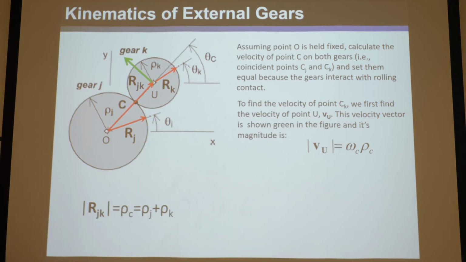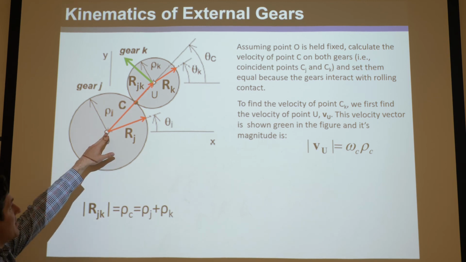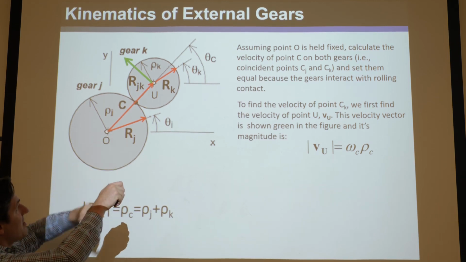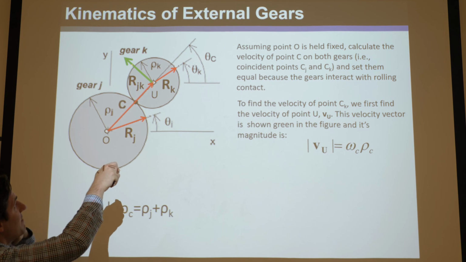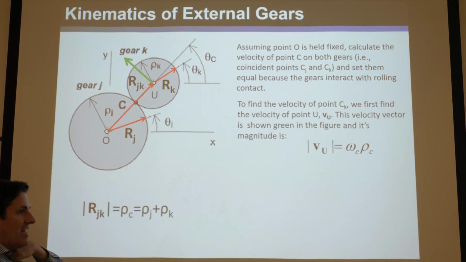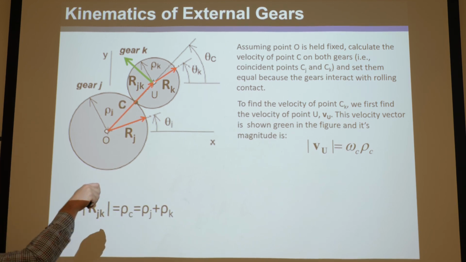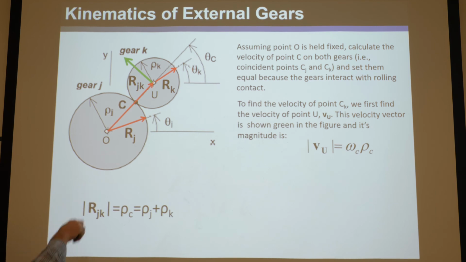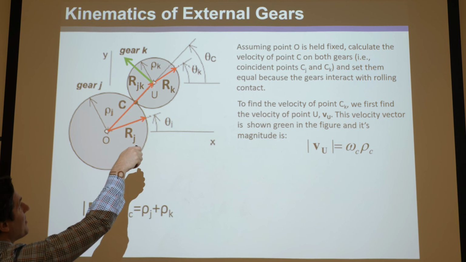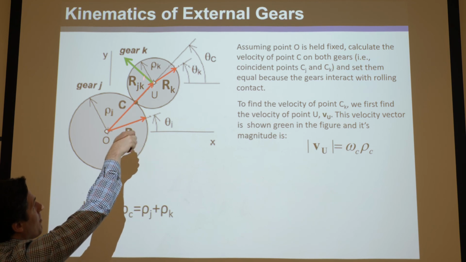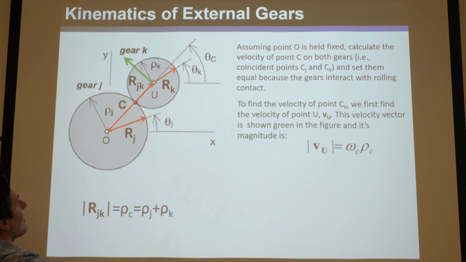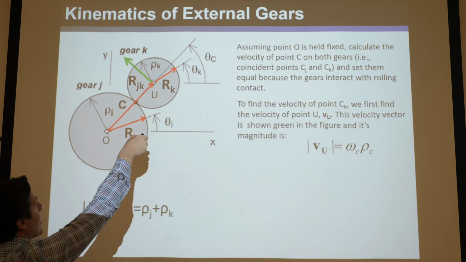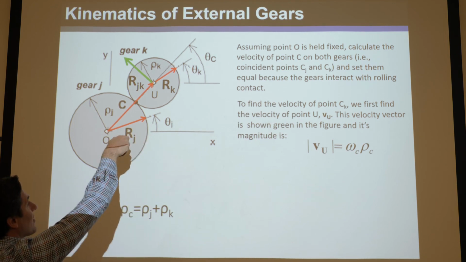So now we've gone from a point on this bar to another point on that bar using the velocity difference. Now that's going to be the velocity of that same point U on K, and we want to find the velocity of C on K. Well, we use the velocity difference equation again, and we add this velocity plus omega K cross RK, where RK points from there to there.